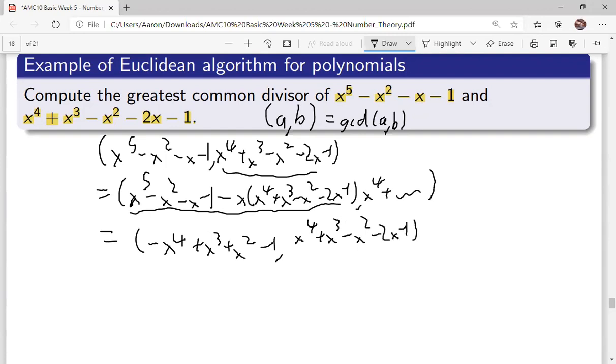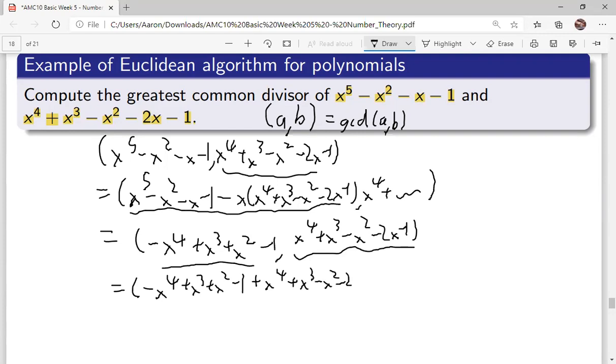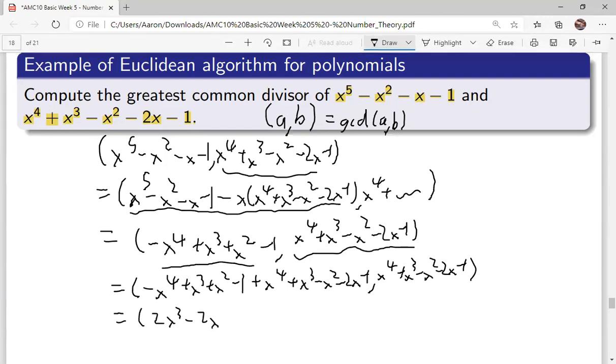Alright, and now you can add this to the left side. So it's equal to negative x to the fourth plus x cubed plus x squared minus 1 plus x to the fourth plus x cubed minus x squared minus 2x minus 1 and x to the fourth plus x cubed minus x squared minus 2x minus 1. And when you do the addition, you just get 2x cubed minus 2x minus 2 and x to the fourth plus x cubed minus x squared minus 2x minus 1.